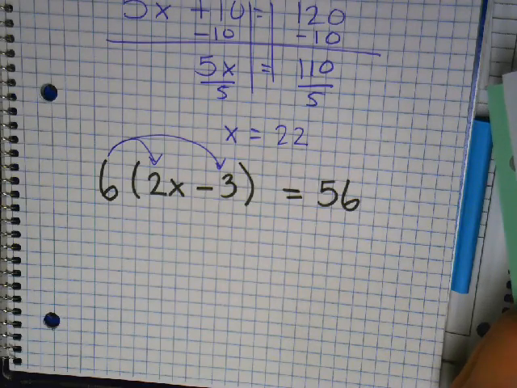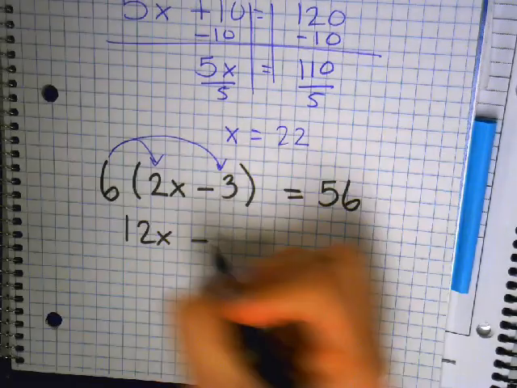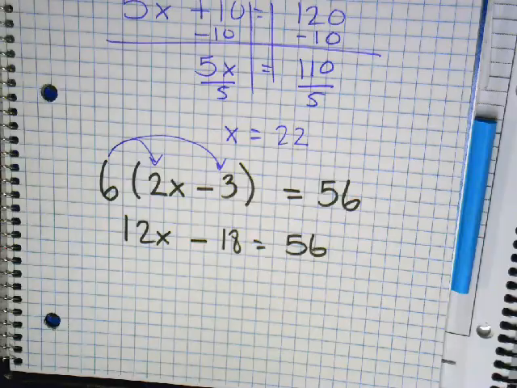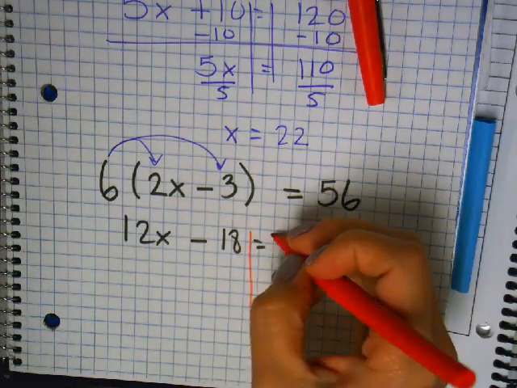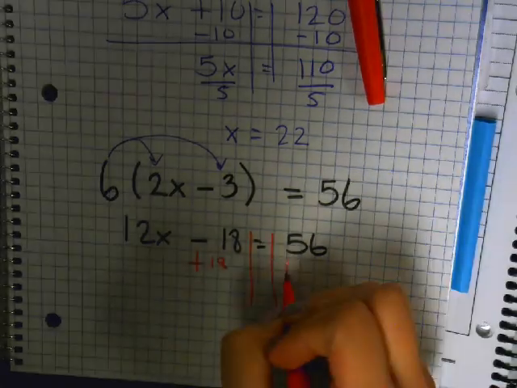All right, 6 times 2x is 12x minus 18 is equal to 56. All right. Draw my bars. How do I move the 18? Plus 18, plus 18.